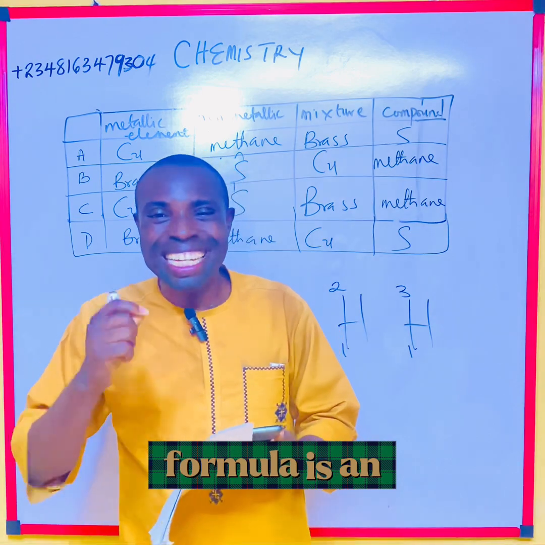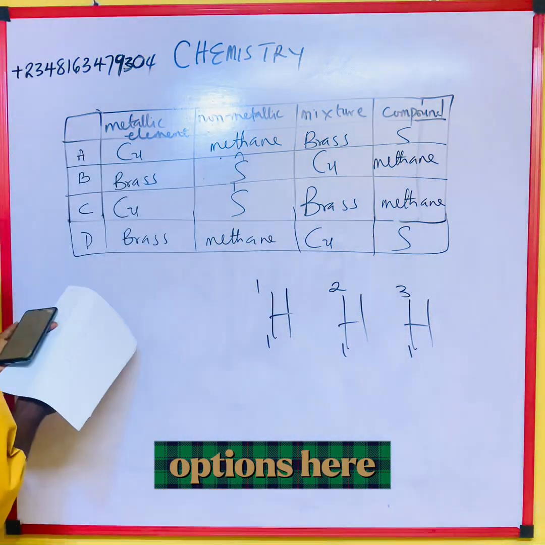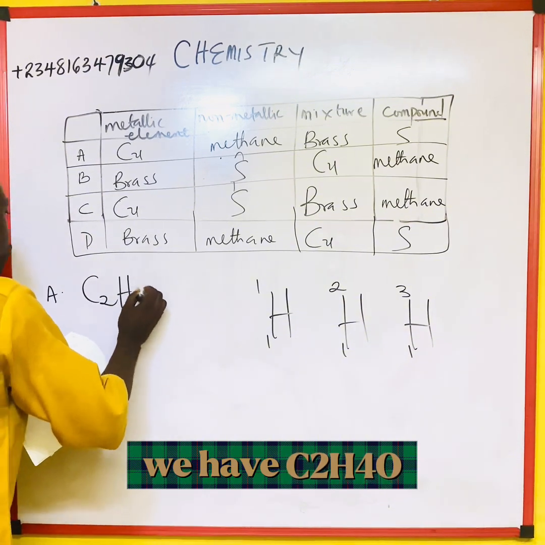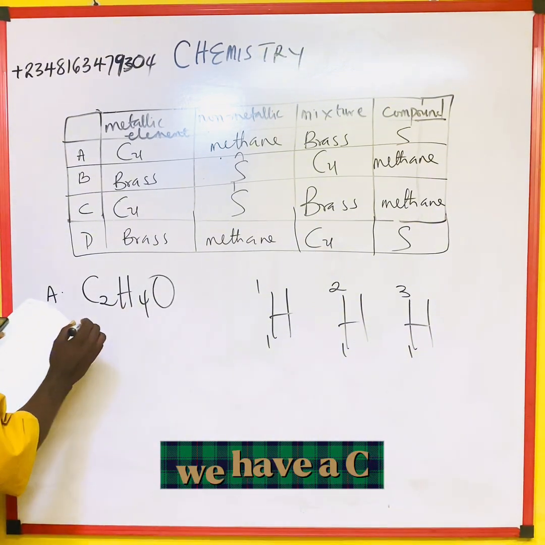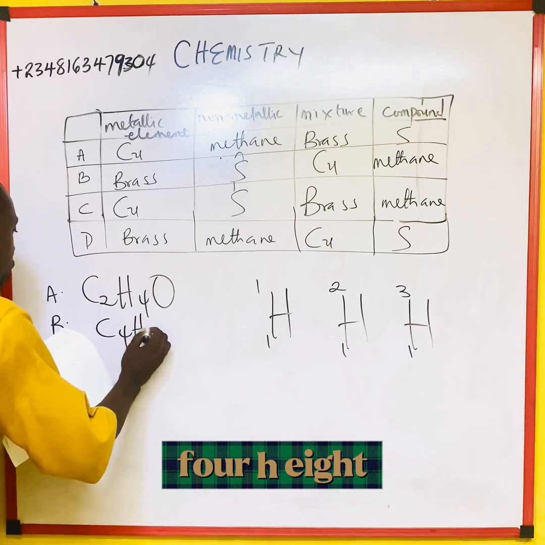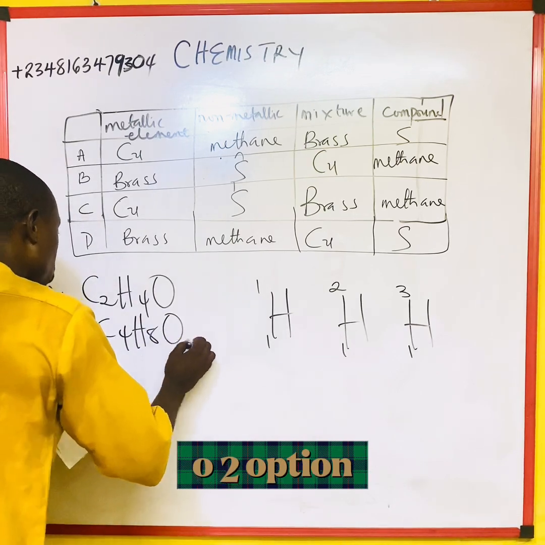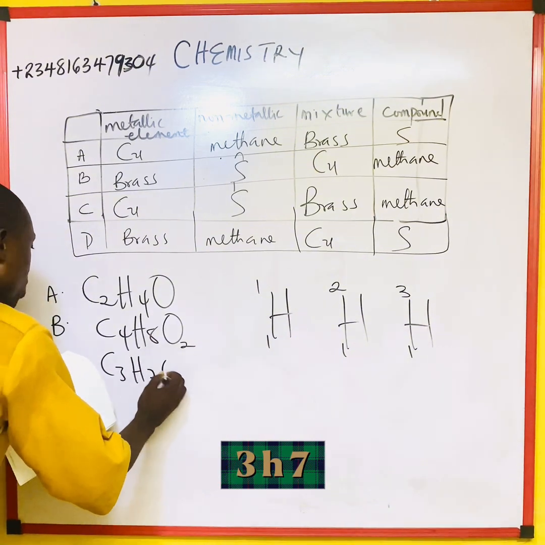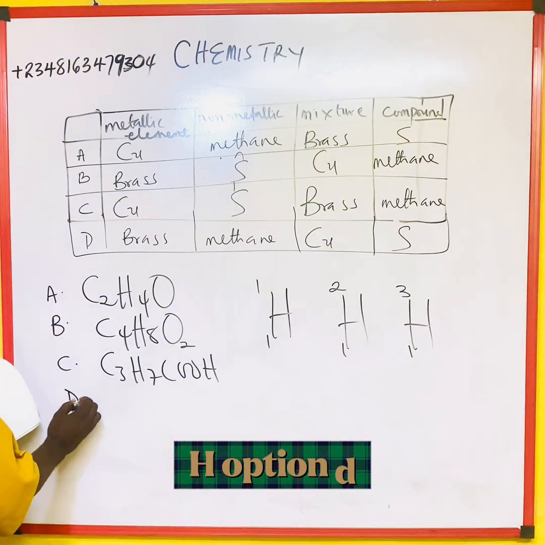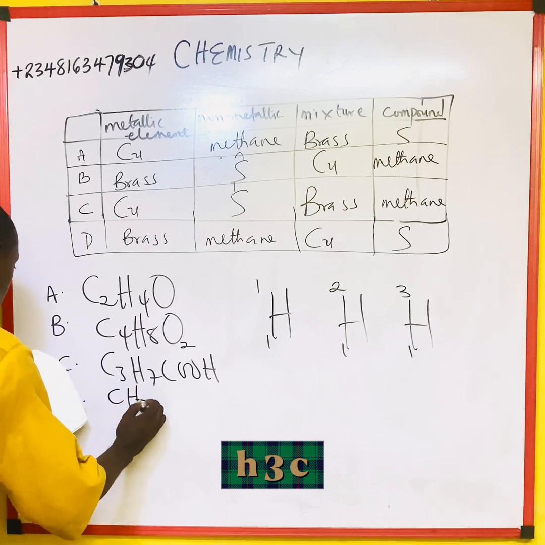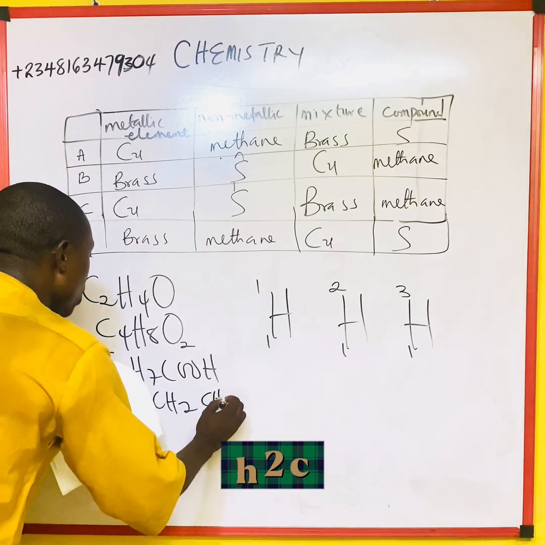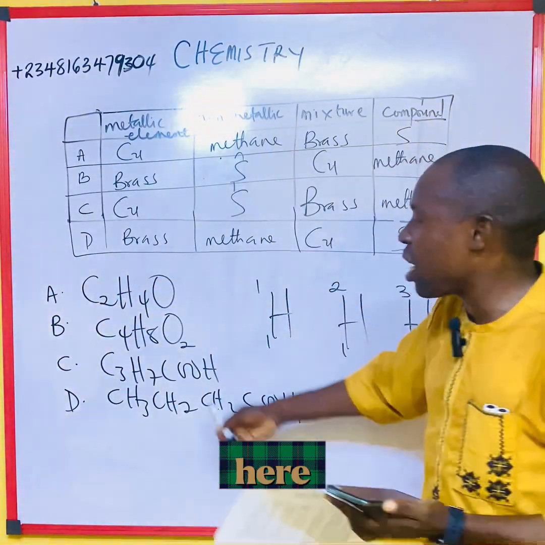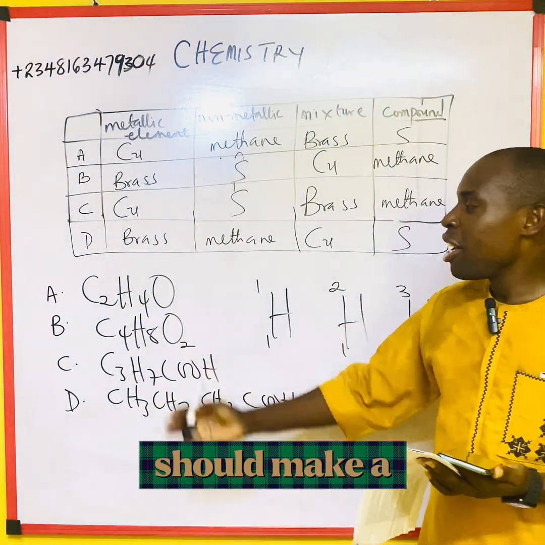Which formula is an empirical formula? And they gave options here. Option A, we have C2H4O. Option B, we have C4H8O2. Option C, we have C3H7COOH. Option D, we have CH3CH2CH2COOH. Now, mere looking at these options here, I think you should make a guess.